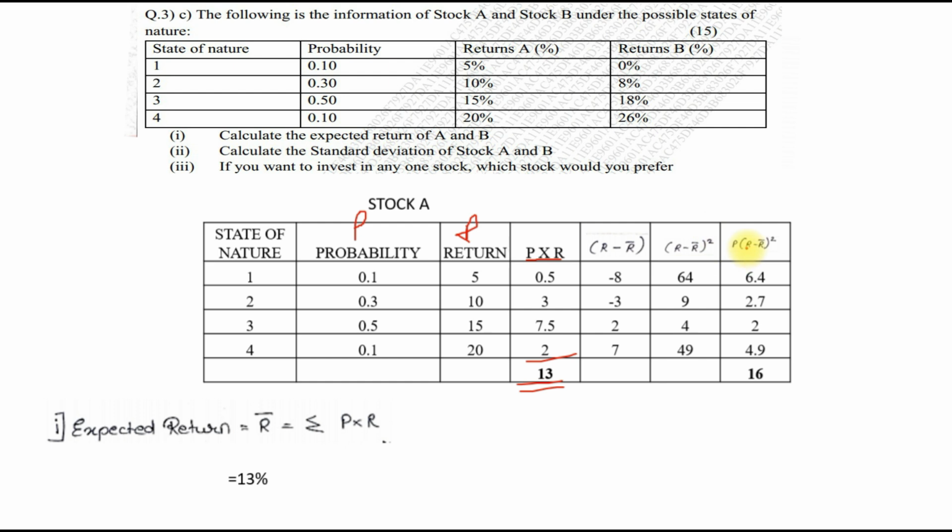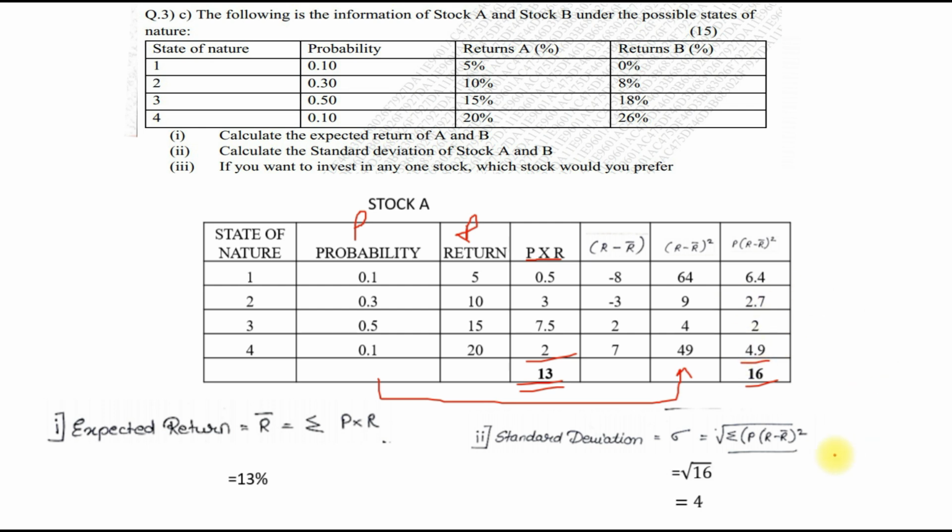Last column is P into R minus R bar the whole square. So probability into the values we just found. We'll get 6.4, 2.7, 2, 4.9, the total of which comes to 16. The 16 is nothing but the variance. Now we need to find the standard deviation. The standard deviation will be the square root of sigma P into R minus R bar the whole square. So the square root of 16 comes to 4. Therefore, the expected return for stock A was 13% and the standard deviation was 4.